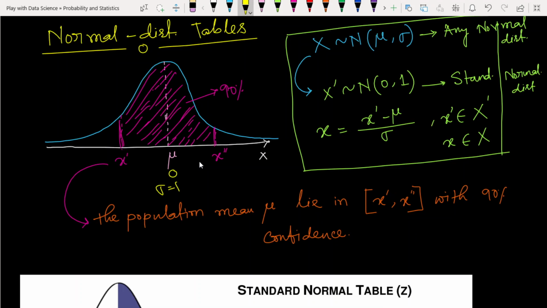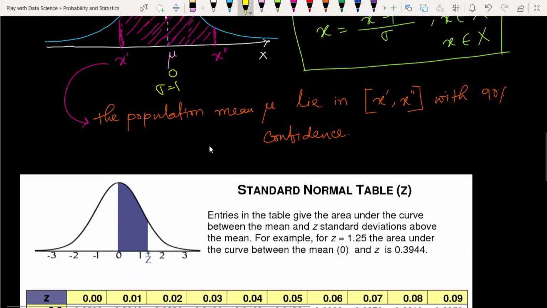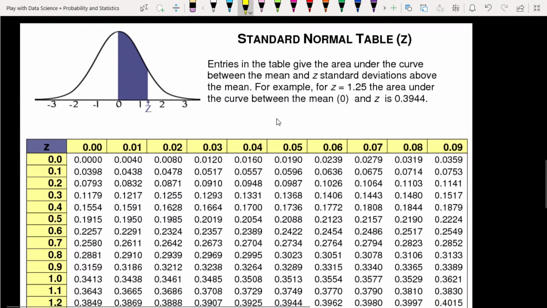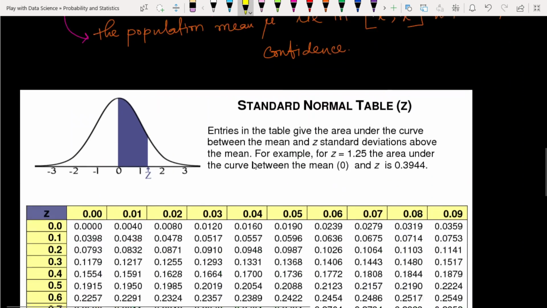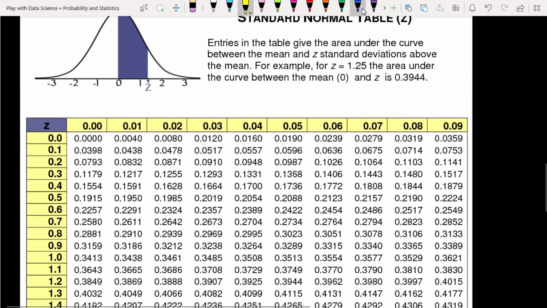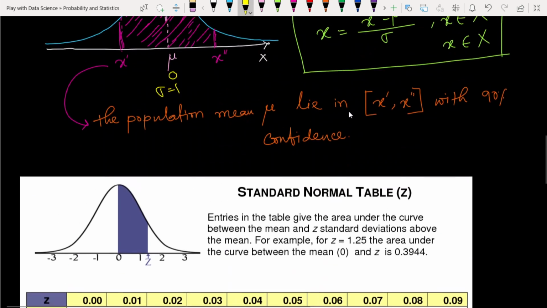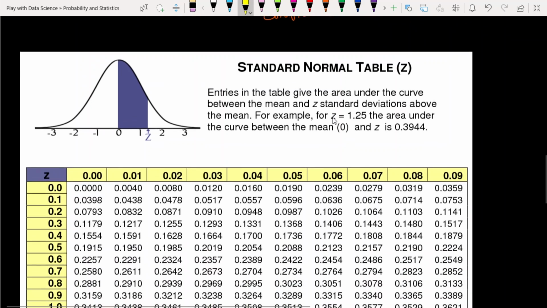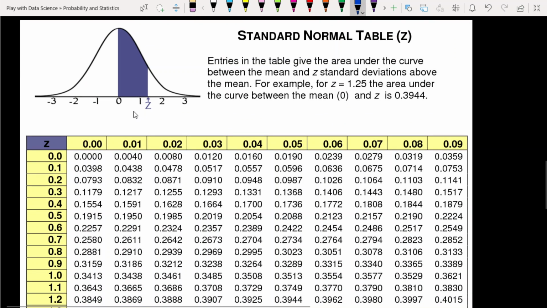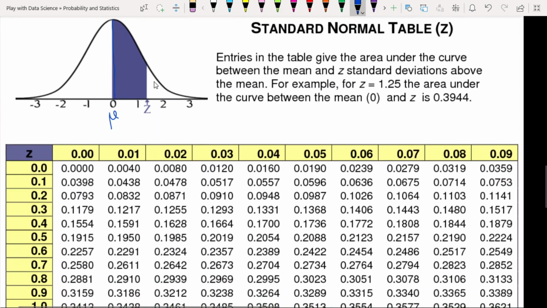After converting, we can easily find the values of x and x dash from the standard normal table. Now let's see how we find these values from the table. Suppose from this example we want to find the 90% confidence interval. Suppose this is the mean, equal to 0. Let me zoom in a little bit, I think that will be better.